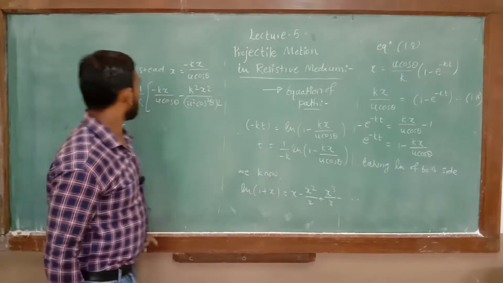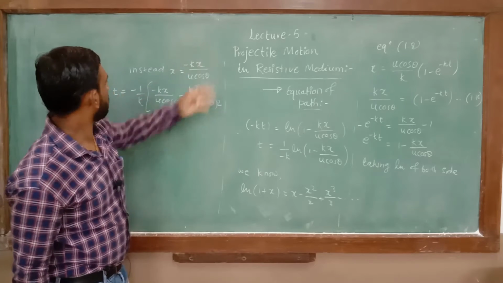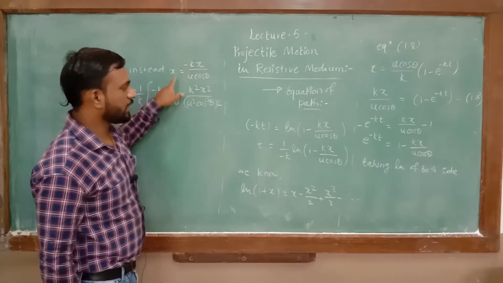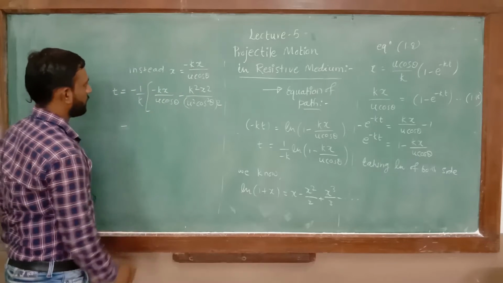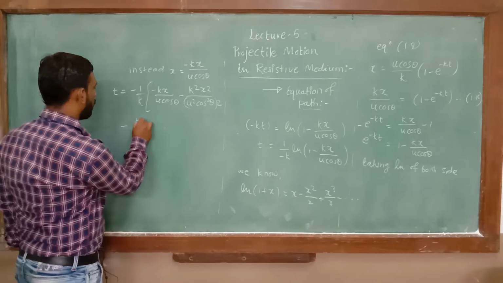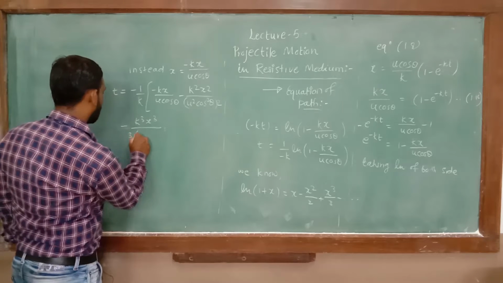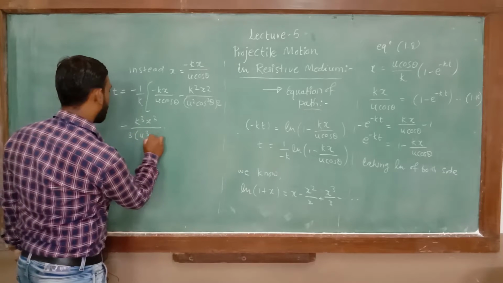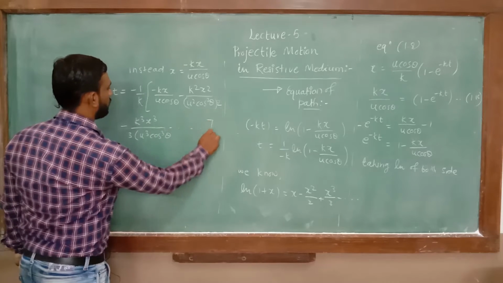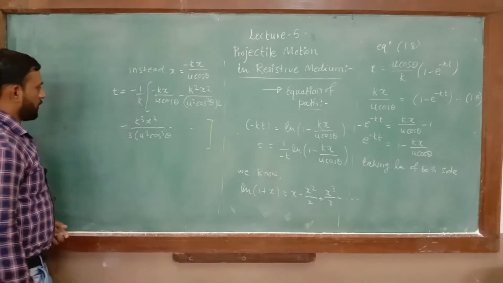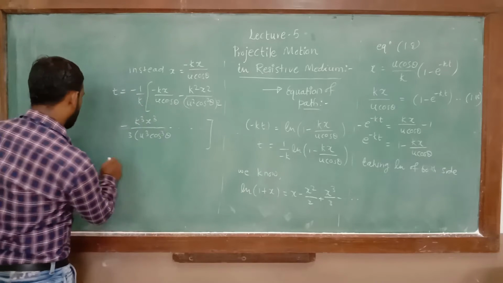x³/3. So what is x? Minus kx / (u cos θ), and the cube of this negative quantity again comes out negative. So instead of this plus, I write the minus sign, and k³x³ / (3 u³ cos³ θ) and so on. So this is the continuing expansion. Okay, so I multiply this 1 minus k into the whole equation.